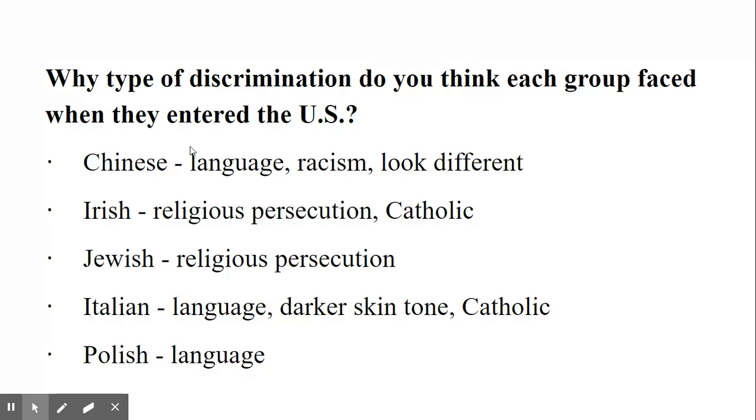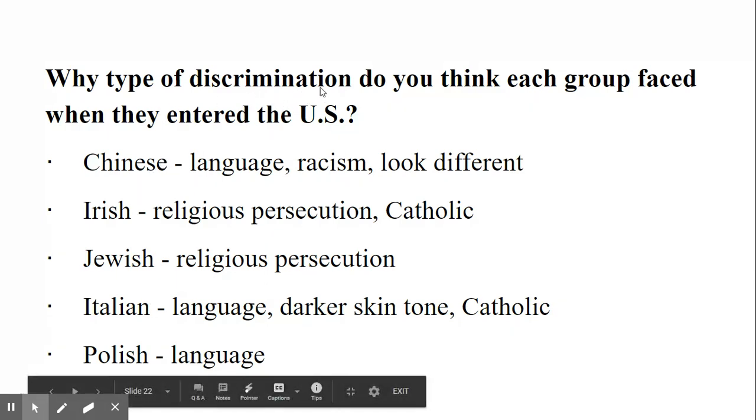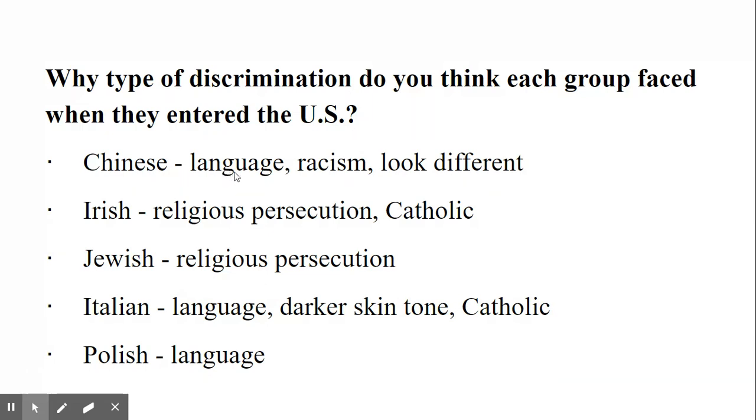All right, and we talked about different immigrant groups that came into the United States and types of discrimination that they might have faced as they entered. The Chinese, it was language, racism due to them looking different. Irish, sometimes it was religious persecution. Many of them followed the Catholic faith. They were moving into a country that had been predominantly Protestant. So sometimes they faced persecution or discrimination on account of that.